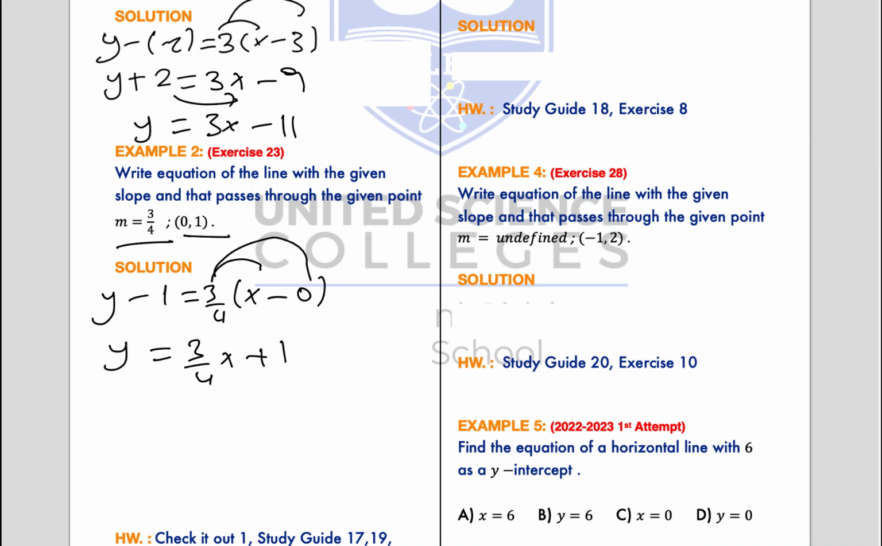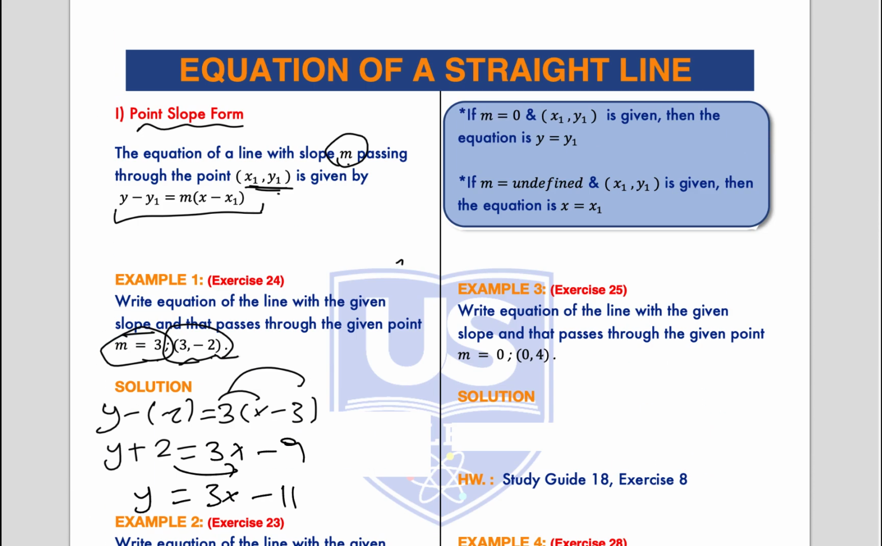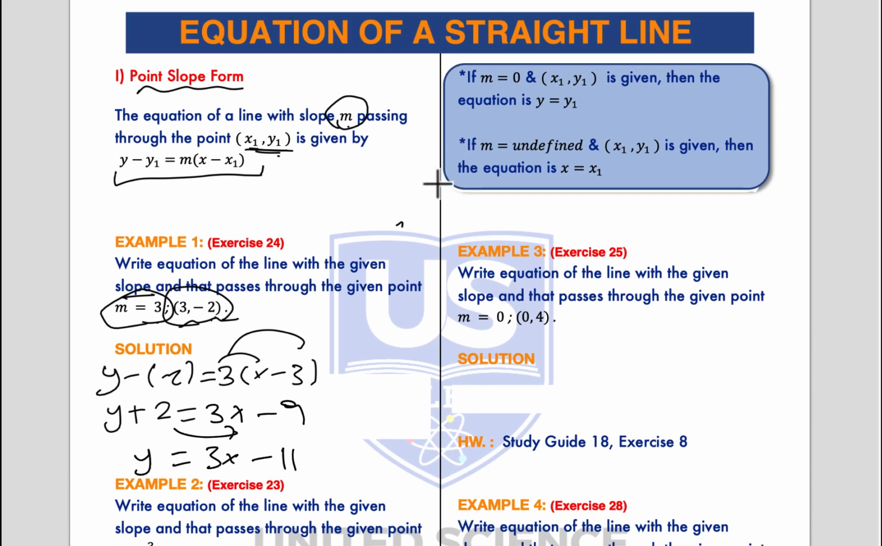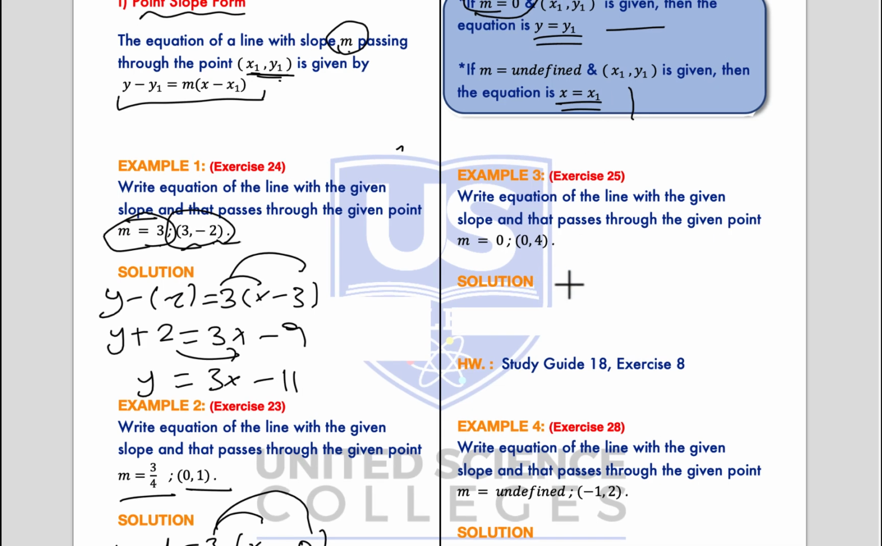Here are some related questions in the book. And let me remind you of some information about writing equations. If slope is 0, then your line is horizontal. Its equation is y equals y1. If your slope is undefined, your line is vertical, then its equation is x equals x1. We studied this in the previous topic, if you remember. So by using these two pieces of information, we will solve the following questions easily without writing the equation.